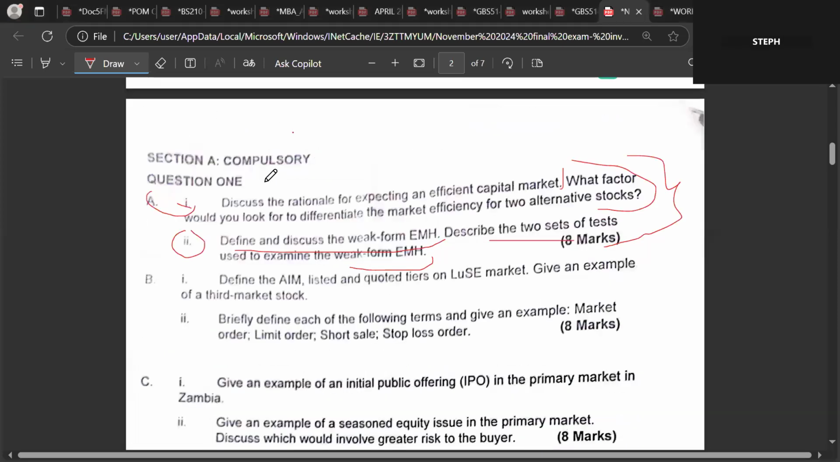Question one reads: discuss the rationale for expecting an efficient capital market. And then it says, what factors would you look for to differentiate the market efficiency for two alternative stocks? So we're just getting started, right? Section A, question one.